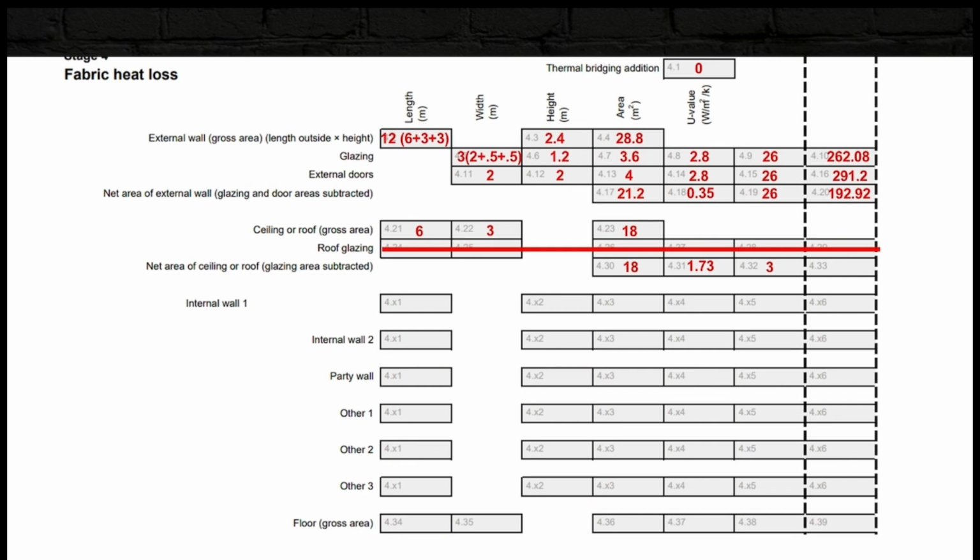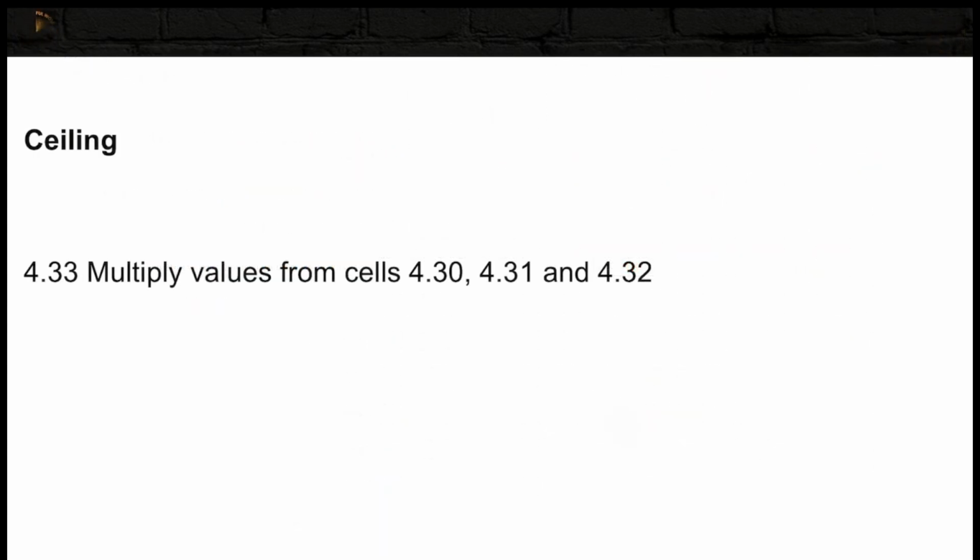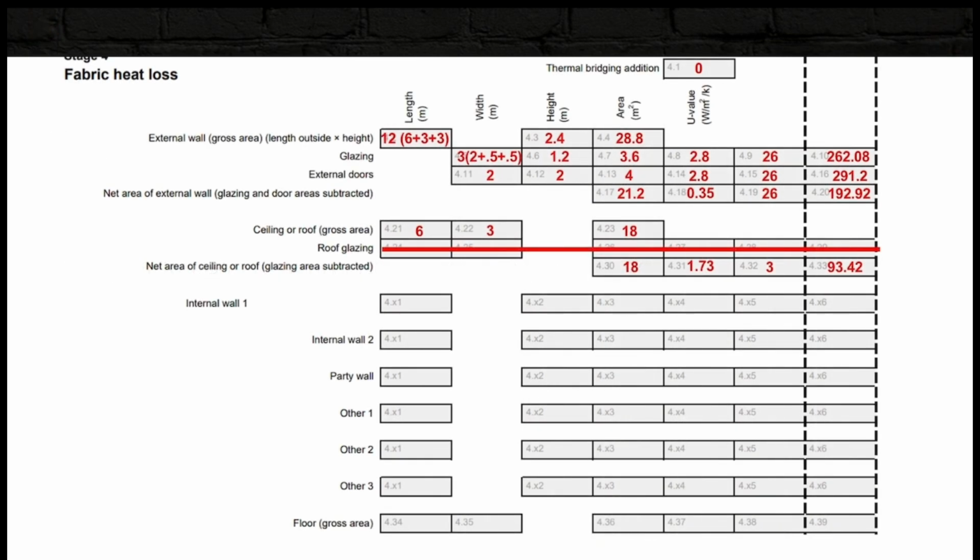Now think of it this way, when you come to doing your bedroom, that is a heat gain. So the total sum of the energy loss for our living room, instead of being added to the total, would be subtracted from the total for our bedroom because it is a heat gain. So to get the energy loss through the ceiling, we take our 18 square metres, multiply it by the U value and then the differential in temperature, and that gives us 93.42 watts.